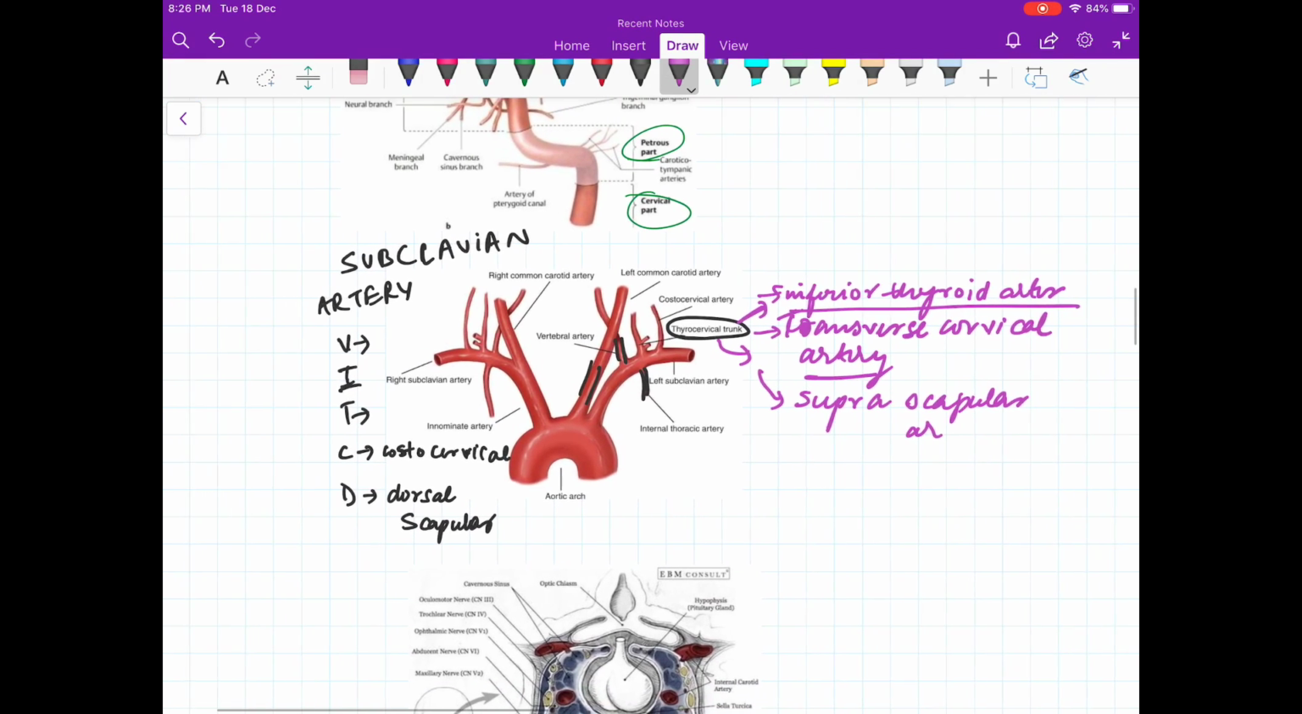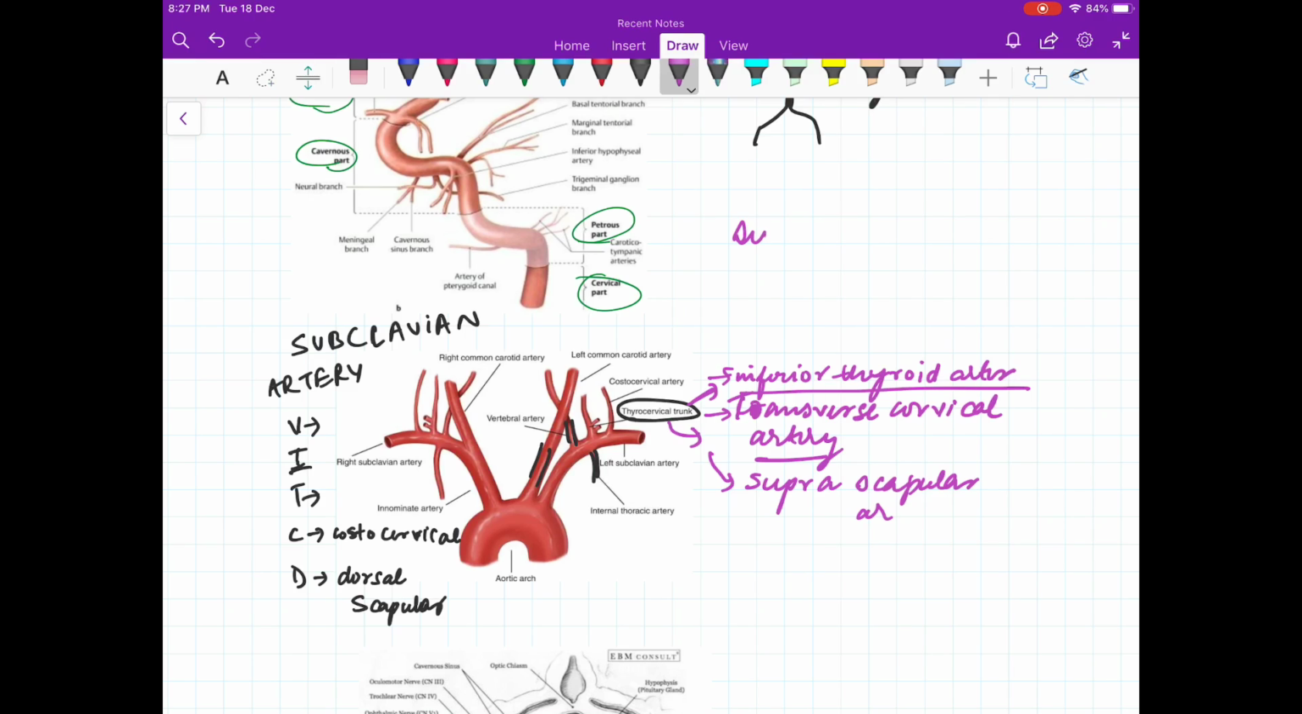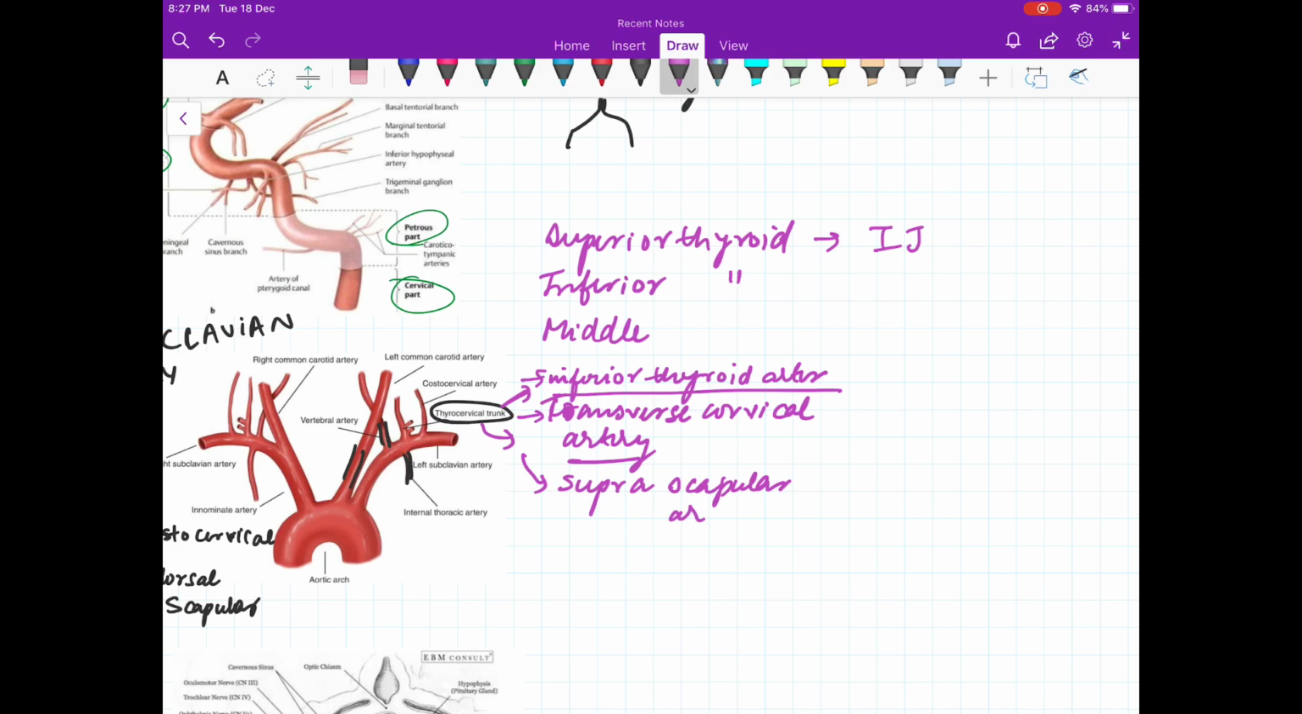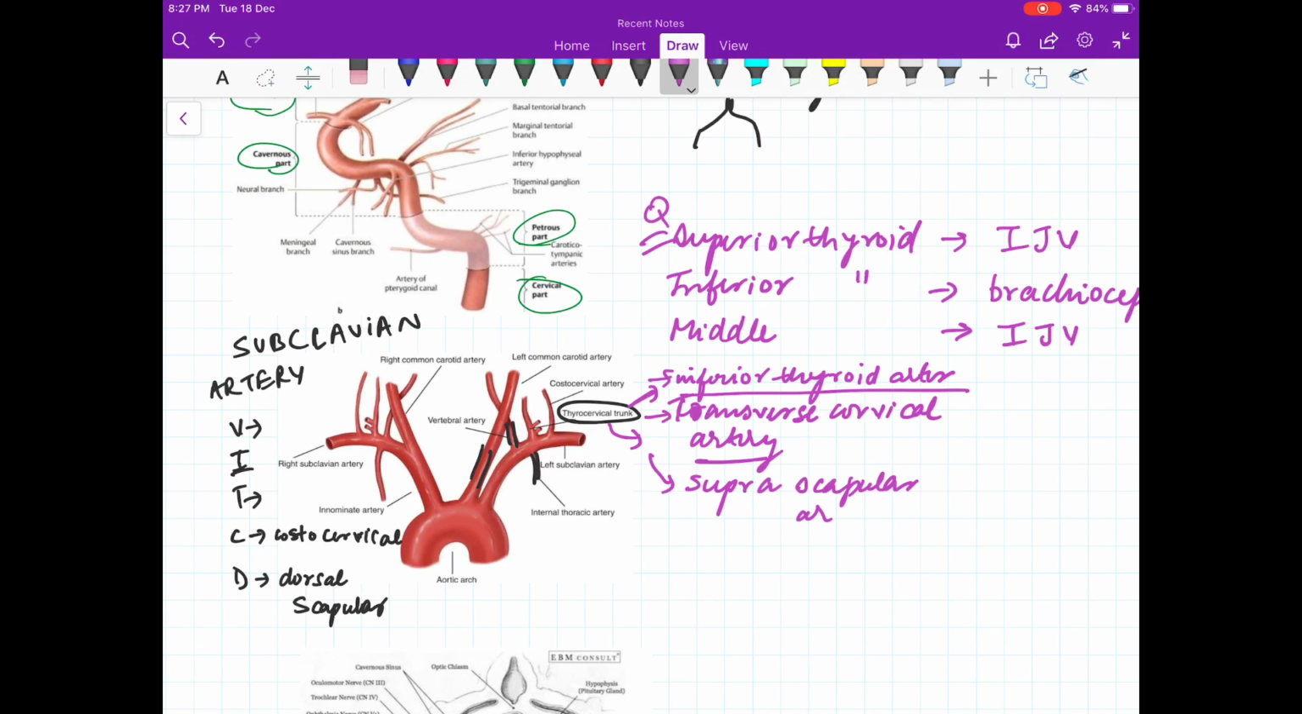Friends, let us revise the veins of the thyroid also. Superior thyroid vein drains into, inferior thyroid vein drains into, and middle thyroid vein drains into. Superior thyroid vein drains into internal jugular vein. Middle thyroid vein drains into internal jugular vein. And inferior thyroid vein drains into brachiocephalic vein. These are important questions that you need to know.